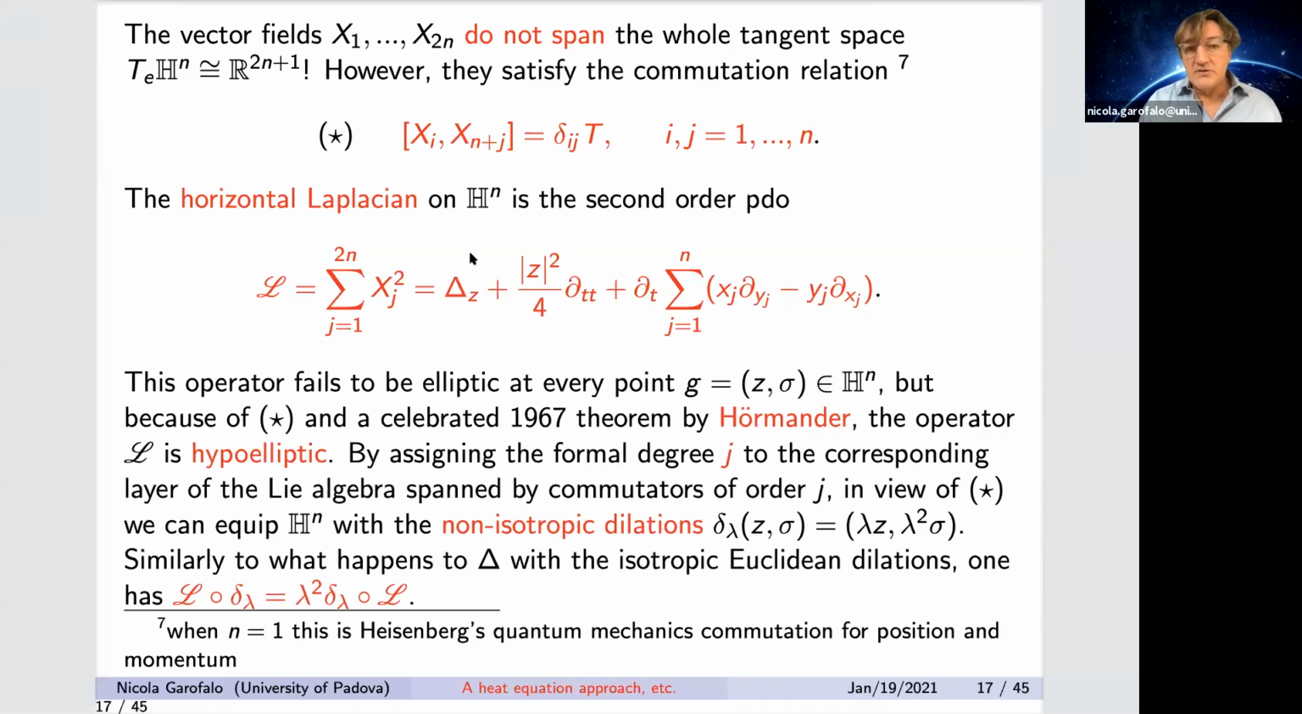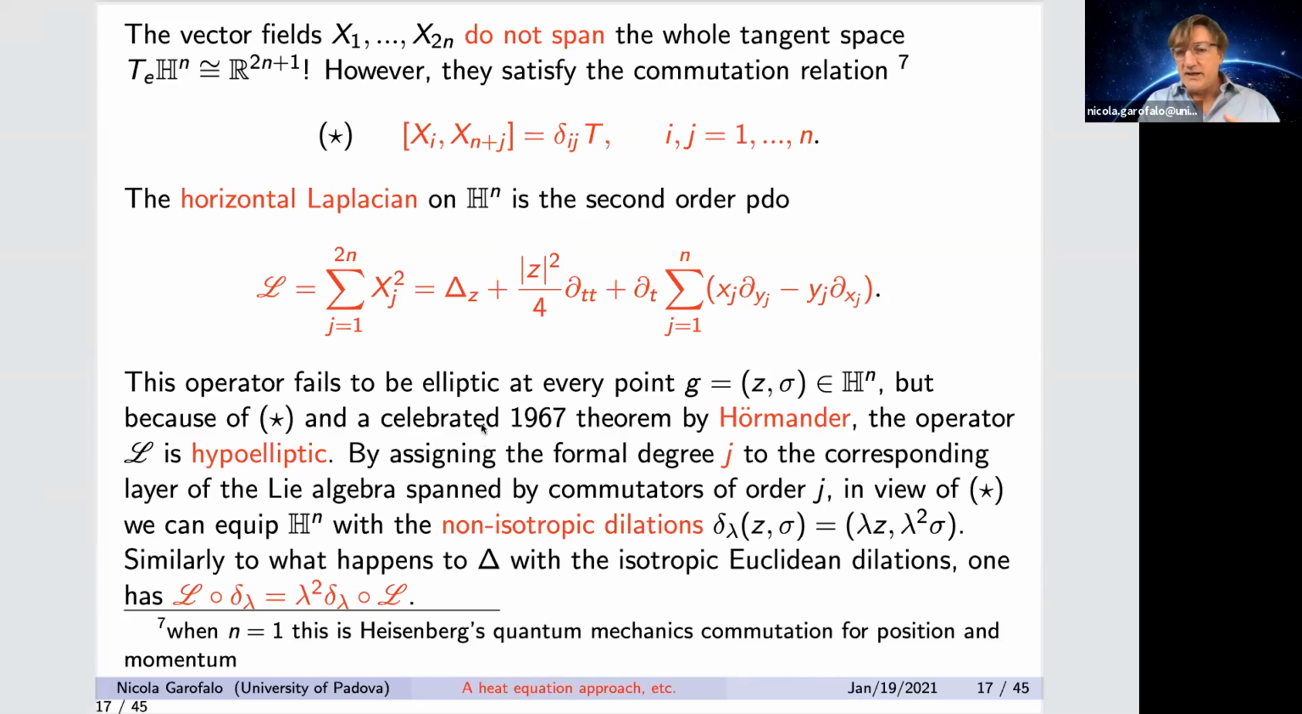However, according to a celebrated 1967 theorem by Hörmander, and because of this commutation relation here, this operator is hypoelliptic. So it shares the same property as the standard Laplacian. Distributional solutions of Lu = f are C infinity wherever f is C infinity, wherever the right-hand side is C infinity. So we have this breaking of the Lie algebra in layers.